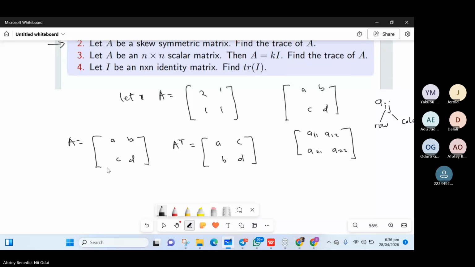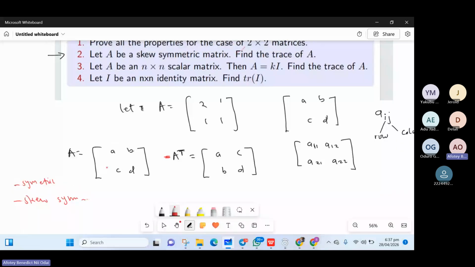Now, when a matrix and its transpose are equal, then we say the matrix is what? Symmetric. Pardon me for my spelling. And if the matrix A is equal to negative its transpose, then it's skew symmetric. And this is the case that we are using over here. We are being asked: let A be a skew symmetric matrix, find the trace of A.